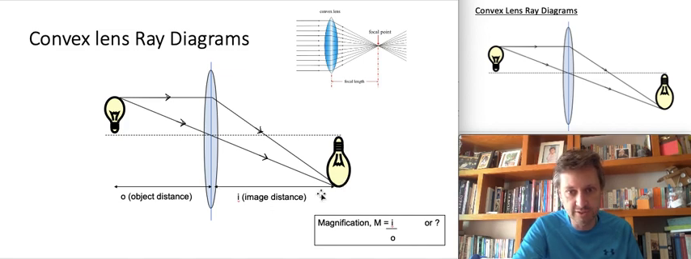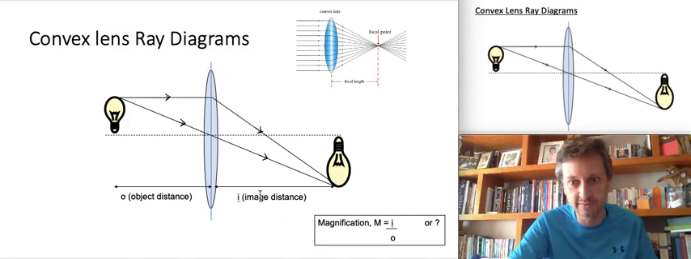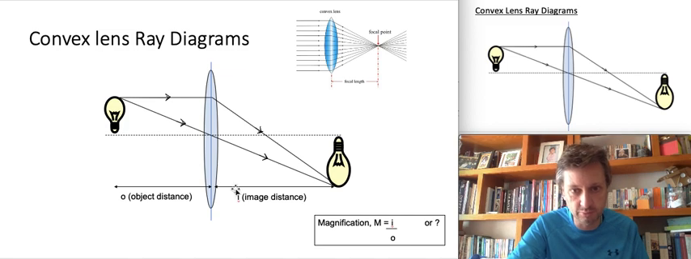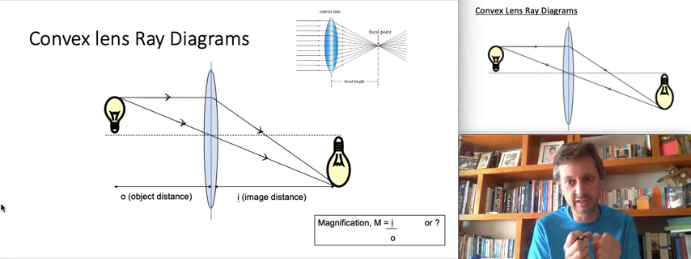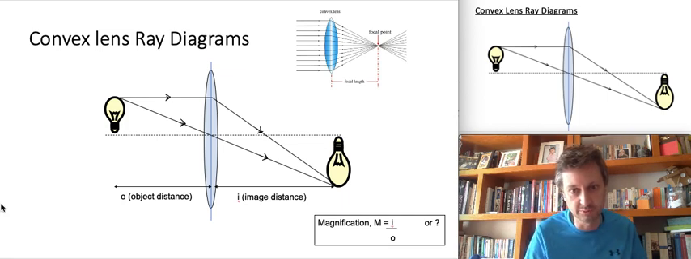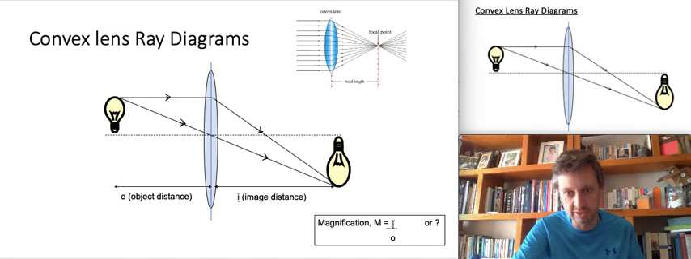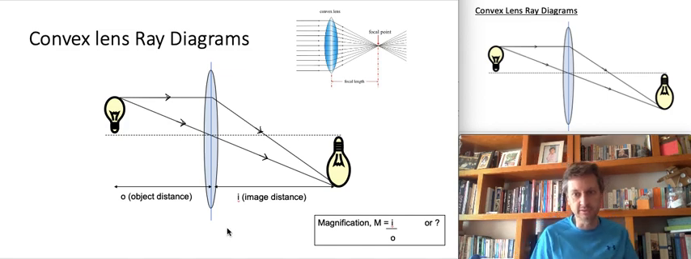Now you can see the image is, in this case, further away from the center of the lens than the object. And the magnification of that lens is going to be equal to the image distance divided by the object distance. So we can see from a scale diagram if the image is magnified or diminished compared to the object. Here's the equation. Magnification M equals image distance divided by object distance.